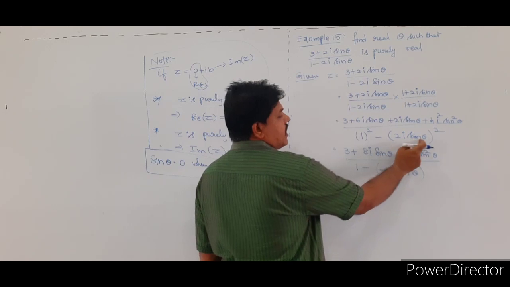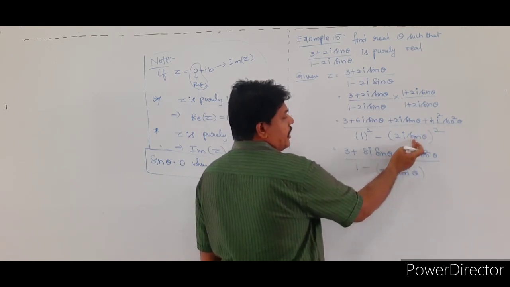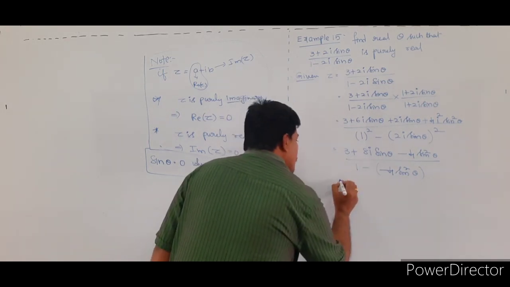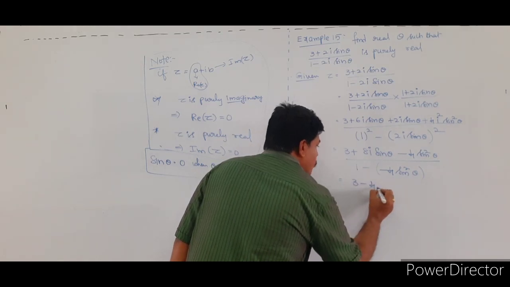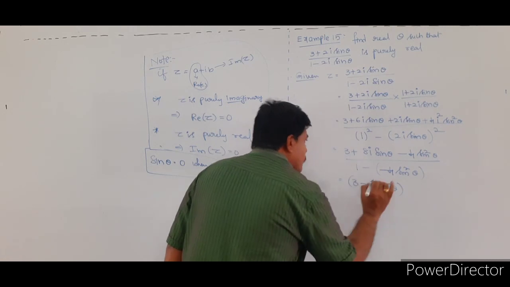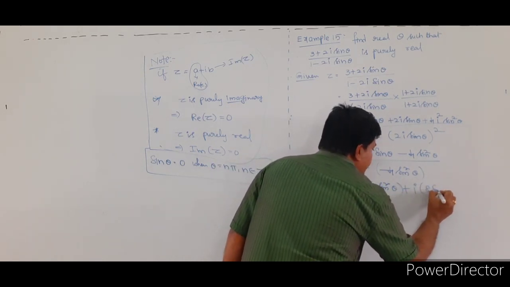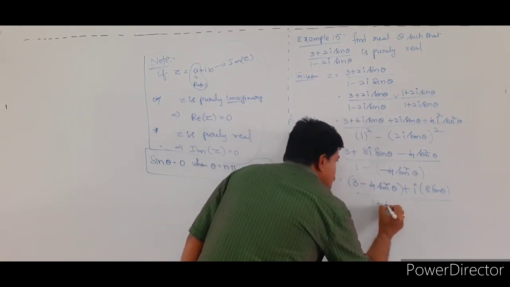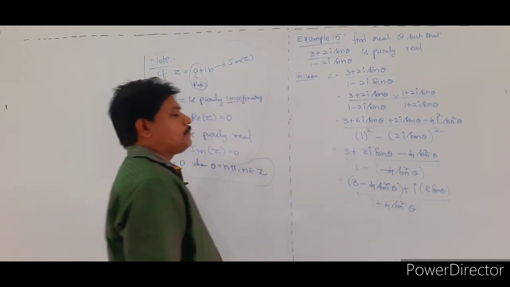See students, 2i sine theta whole square meaning is 2 square is 4, i square is minus 1 into sine square theta. So that is nothing but 3 minus 4 sine square theta plus i into 8 sine theta by 1 plus 4 sine square theta.